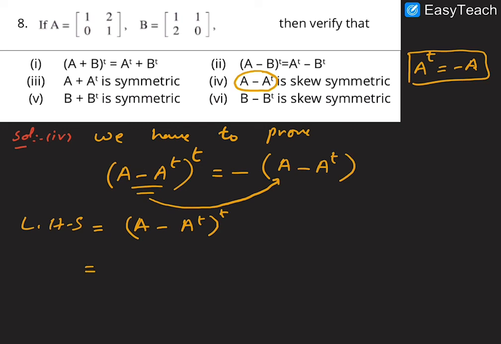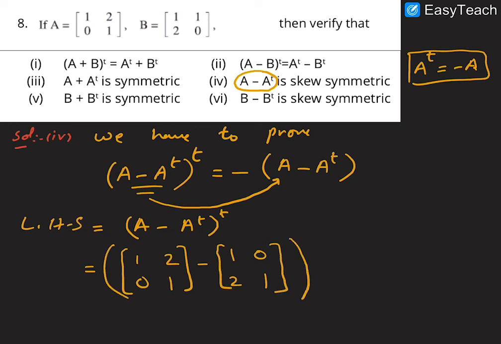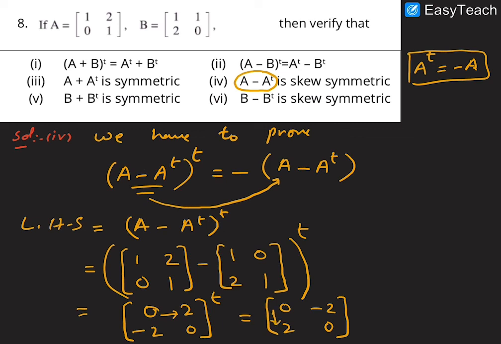So what is A? A is 1 2 0 1, minus A transpose is 1 2 0 1. We have to take its whole transpose. 1 minus 1 is 0, 2 minus 1 is 1, 2 minus 0 is 2, 0 minus 2 is minus 2, and 1 minus 1 is 0. Now take its transpose, which will be 0 2 minus 2 and 0. I am changing row into column. So this is equation 1, left hand side.